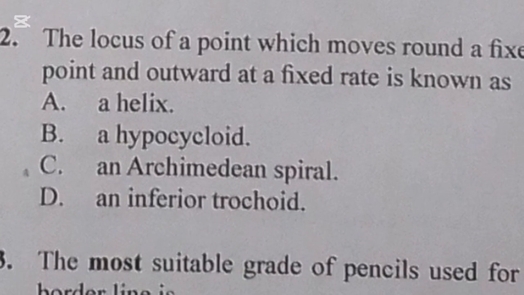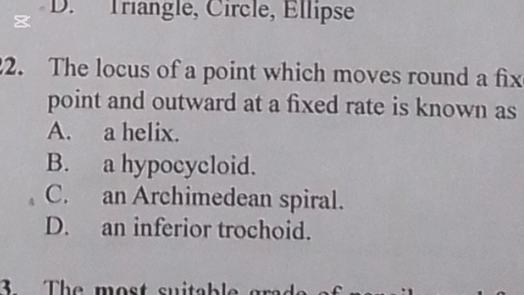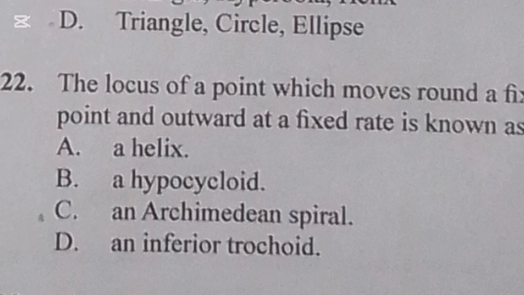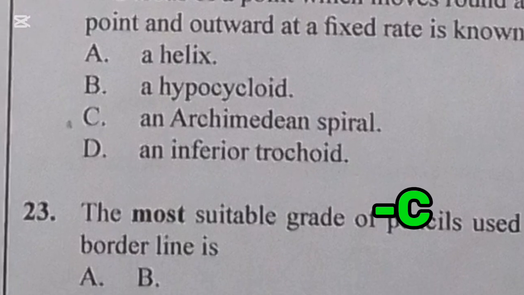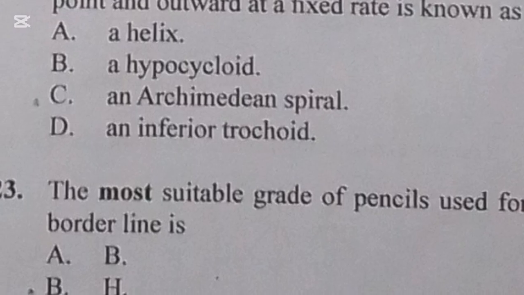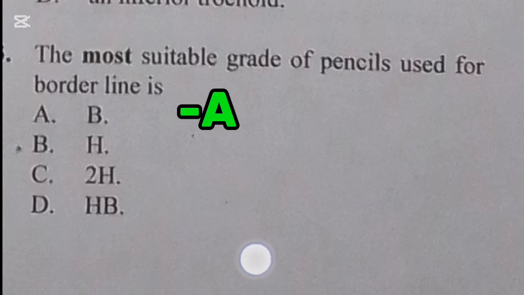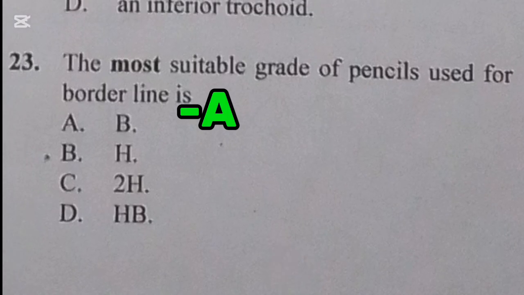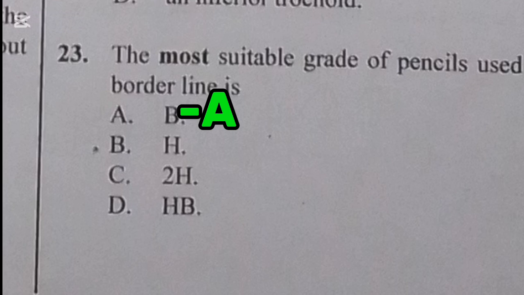Question 22. The locus of a point which moves round a fixed point and outward at a fixed rate is known as, the correct answer here is an Archimedean spiral. C is the correct answer. Alright, question 23. The most suitable grade of pencil used for borderline is A. The B series of pencil is used for drawing bold lines or thick lines. So the correct answer is A.